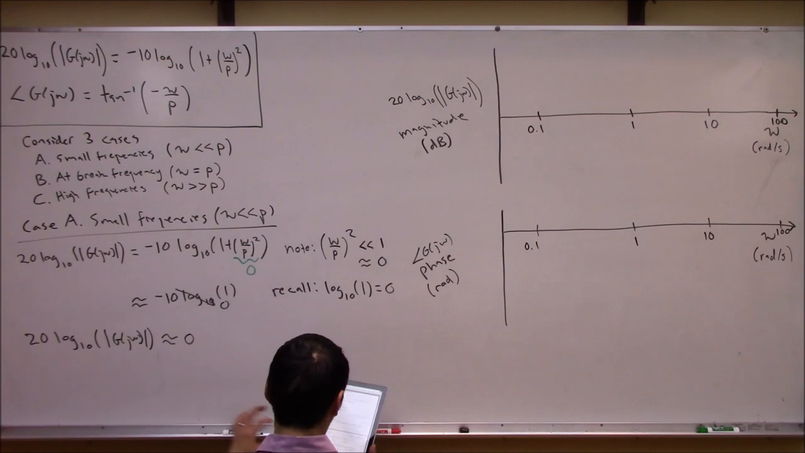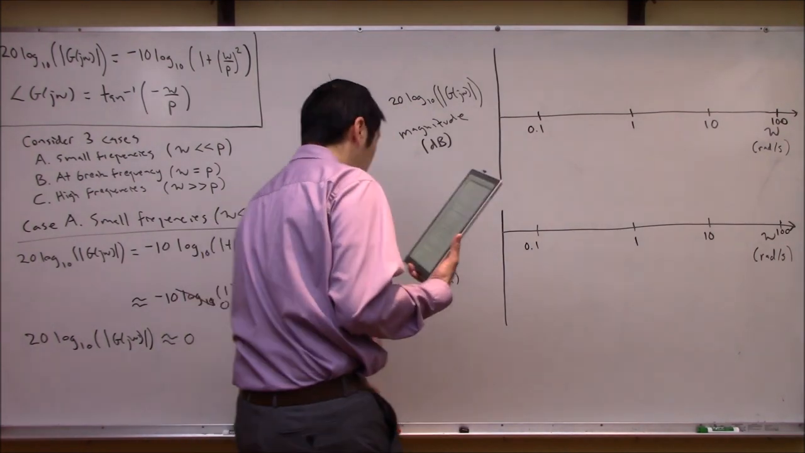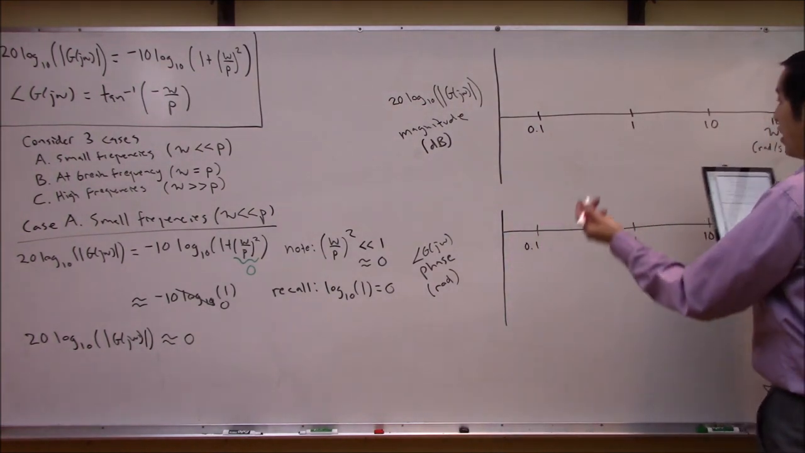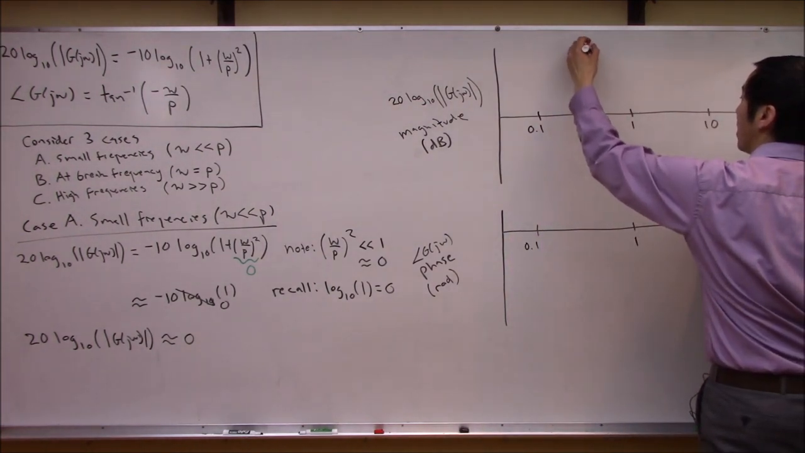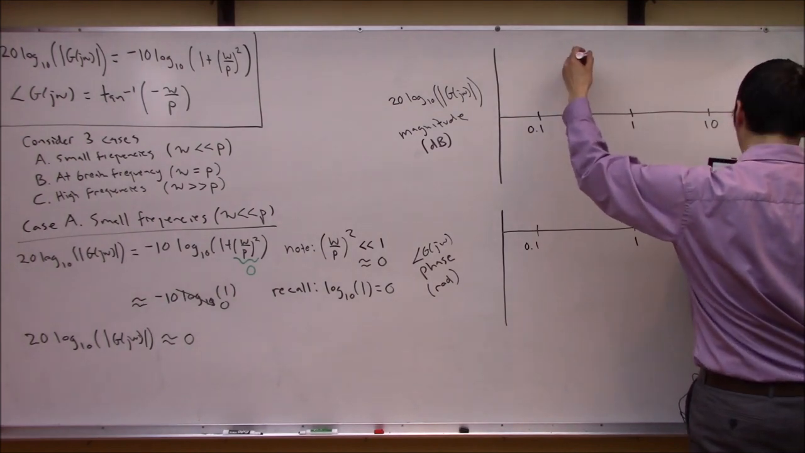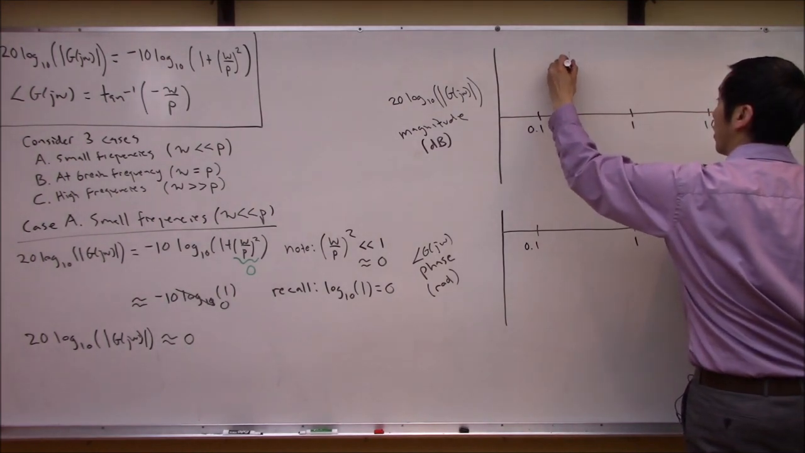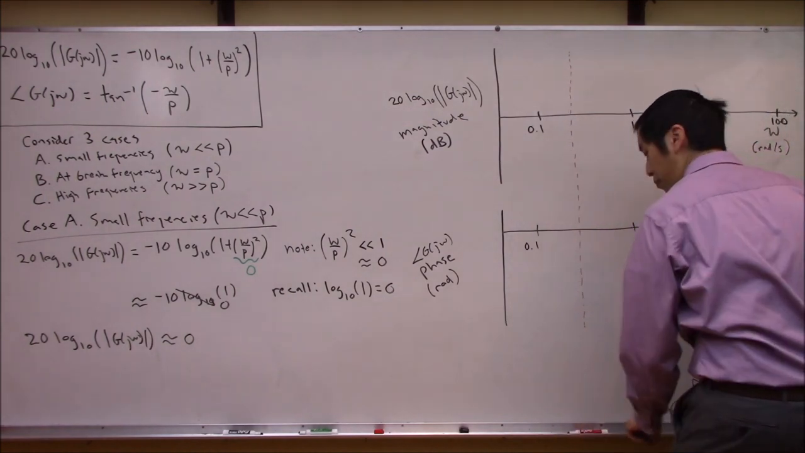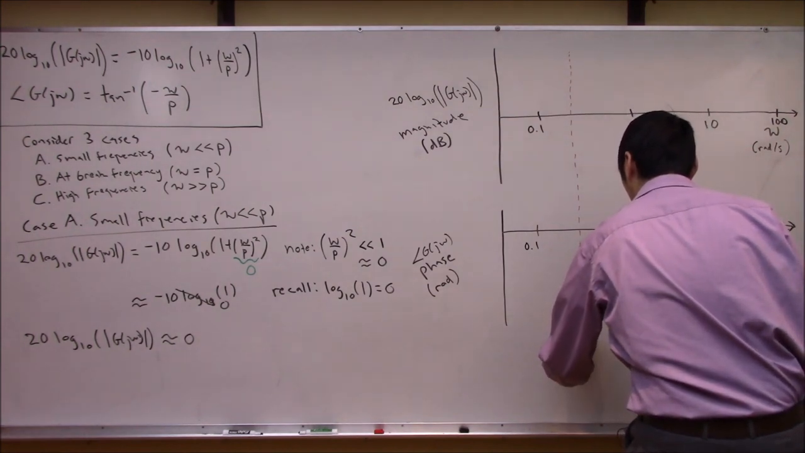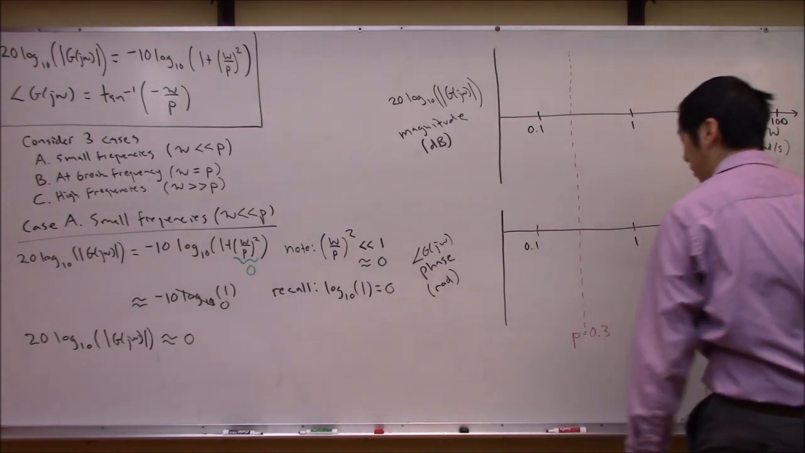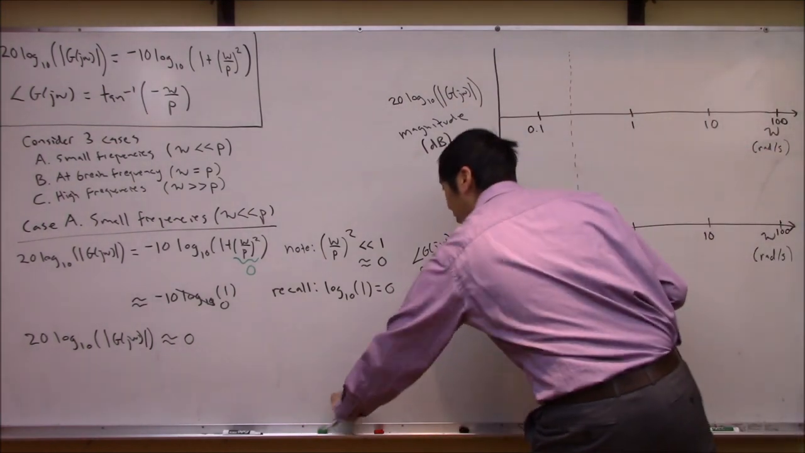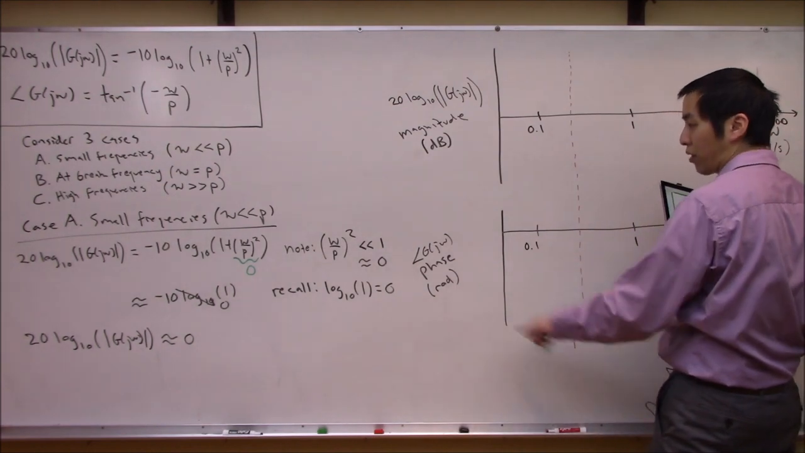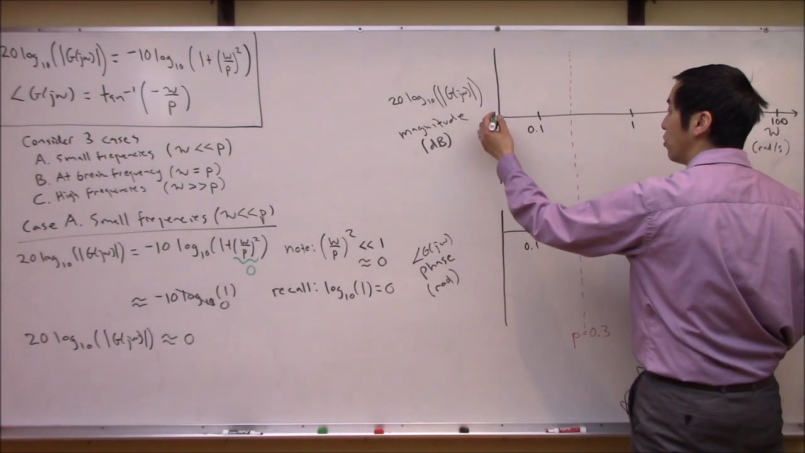So what we can do then is come over to our plot over here and pick some P value. I'm going to draw a line here. Let's say P is like here. How about we call this P of 0.3 or something like that. So as long as omega is less than this P value, or somewhat far away from it, we see that the magnitude plot just stays at 0.